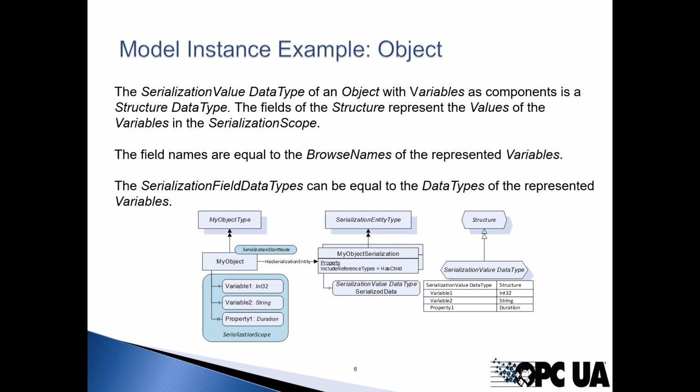The values of the variables and properties in the serialization scope are mapped into fields of the serialization value data type. The field names equal the browse names of the mapped variables. The values themselves each have their own serialization field data type. Here the serialization field data types of the variables in the serialization scope equal the data types of the original values.